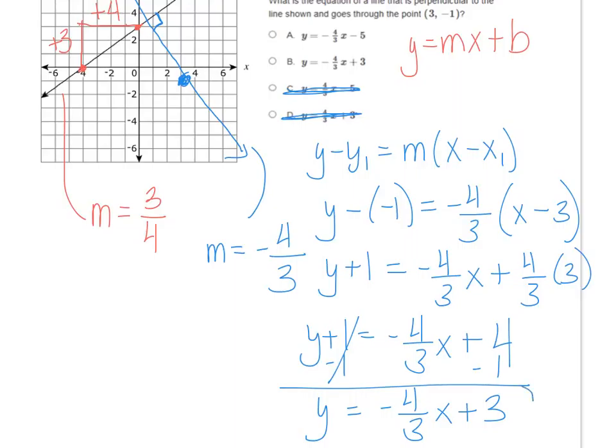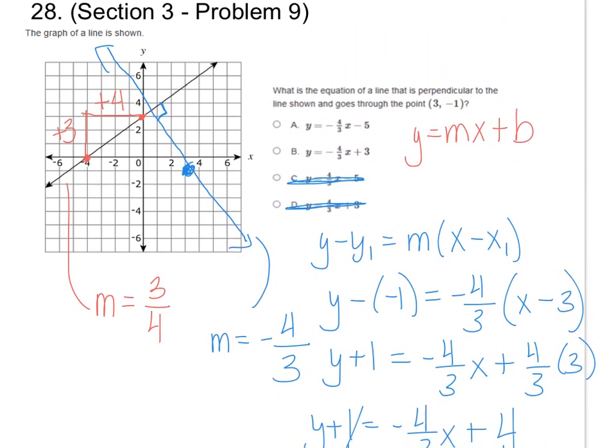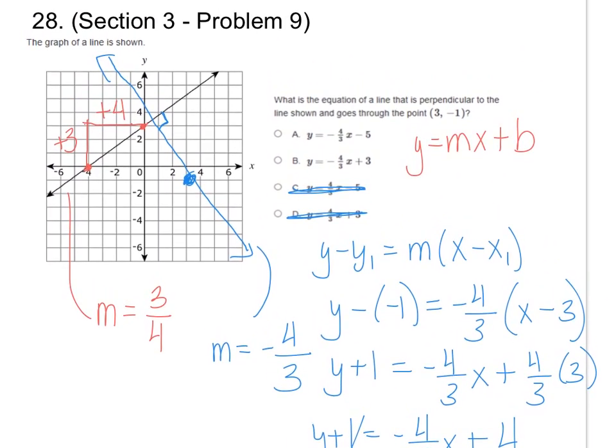So this is now in slope-intercept form. I can see that it's going to cross the y-axis at 3, and it's going to have a slope of negative 4/3. So let's go back up and look at our choices. And that was, in fact, letter B.